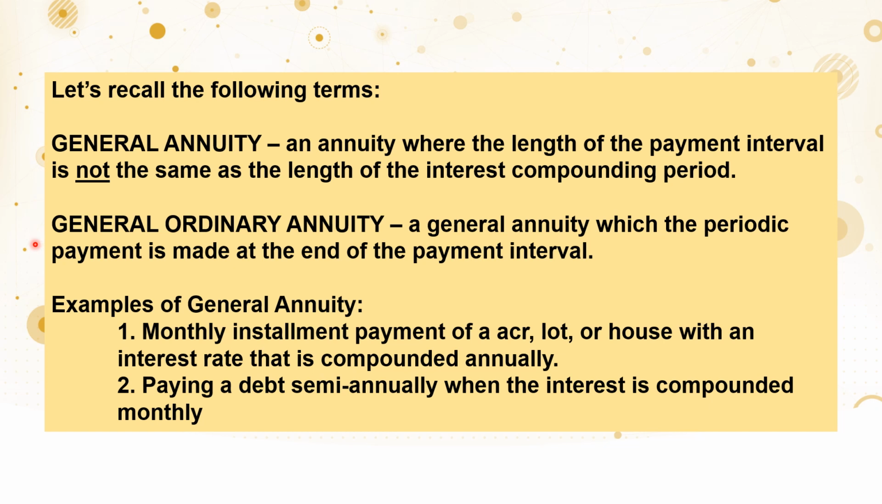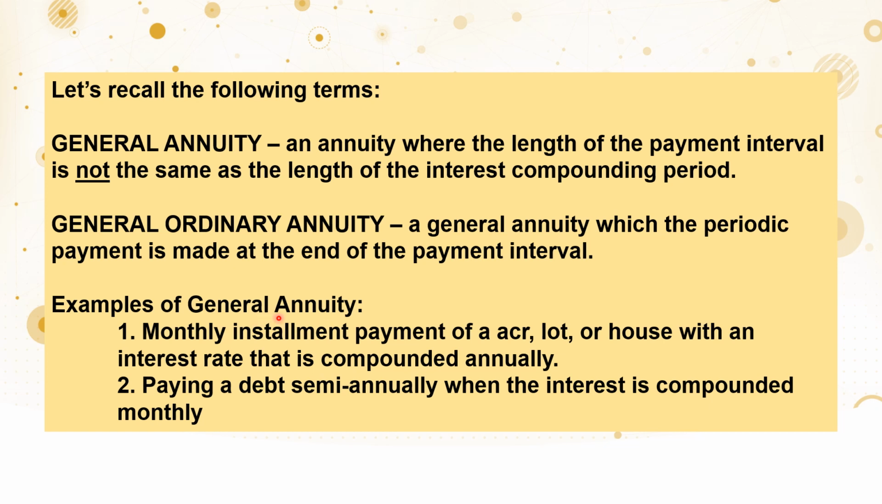Let's recall the following terms. General annuity. General annuity is an annuity where the length of the payment interval is not the same as the length of the interest compounding period. General ordinary annuity. A general annuity in which the periodic payment is made at the end of the payment interval.